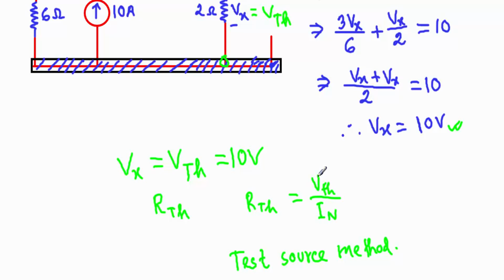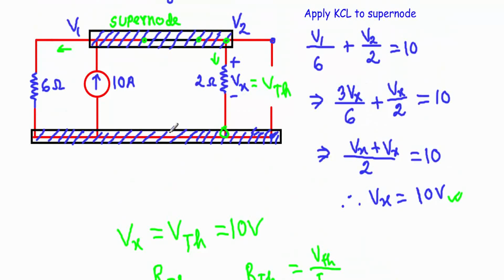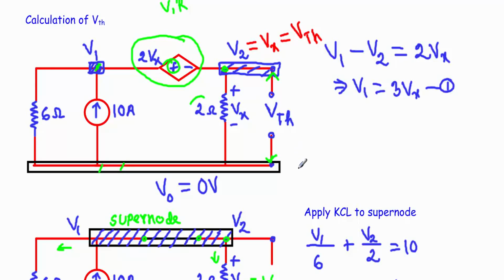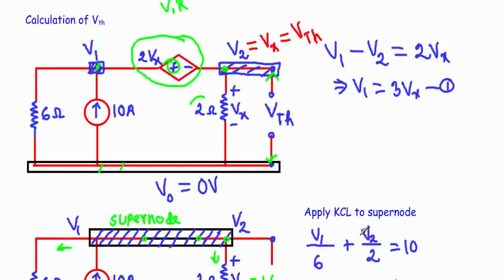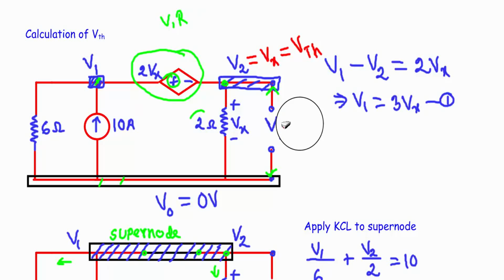Usually we find RTh using this formula Vth divided by In, but when the circuit contains a dependent source, we cannot proceed in this way. Rather we apply a new method which is known as the test source method, which implies that when I remove the load resistance across these two terminals, I can apply a voltage source or current source across these two terminals. If I apply a voltage source, I have to calculate the current. If I apply a current source, I have to calculate the voltage drop across these two terminals.